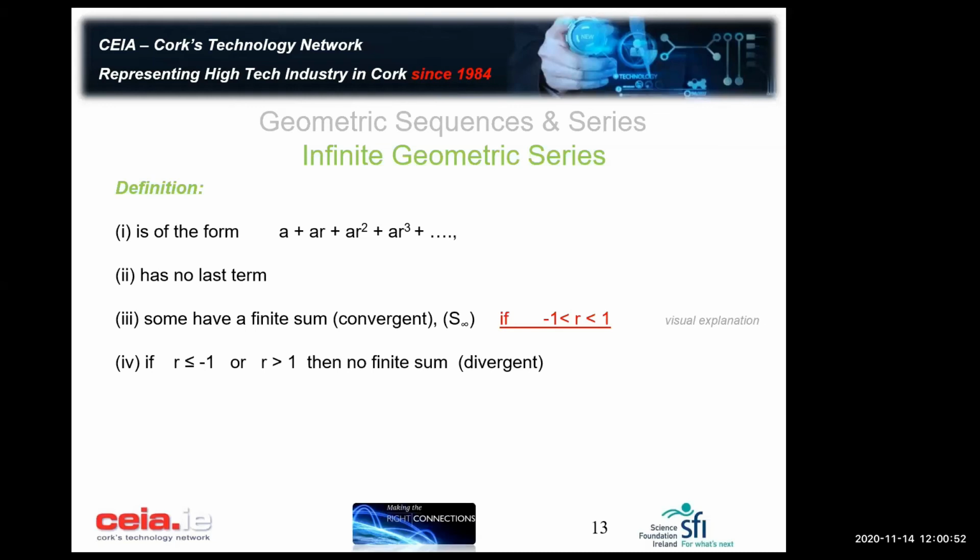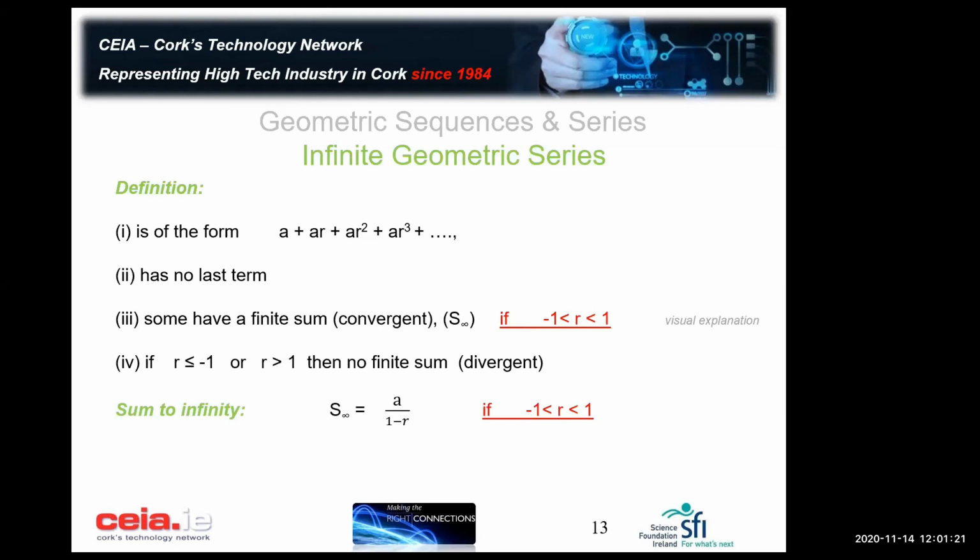So if r is less than or equal to -1, or r is greater than 1, in other words, it's not a fraction, it's a big number. And remember now, it's being squared and cubed, so the power increases all the time. So then there's no finite sum, because your terms are getting bigger and bigger and bigger, rising to infinity. So that's called a divergent series, and it has no finite sum.